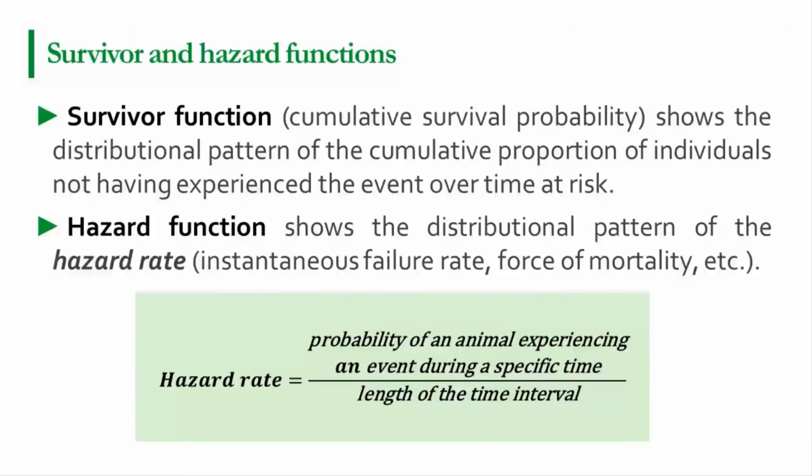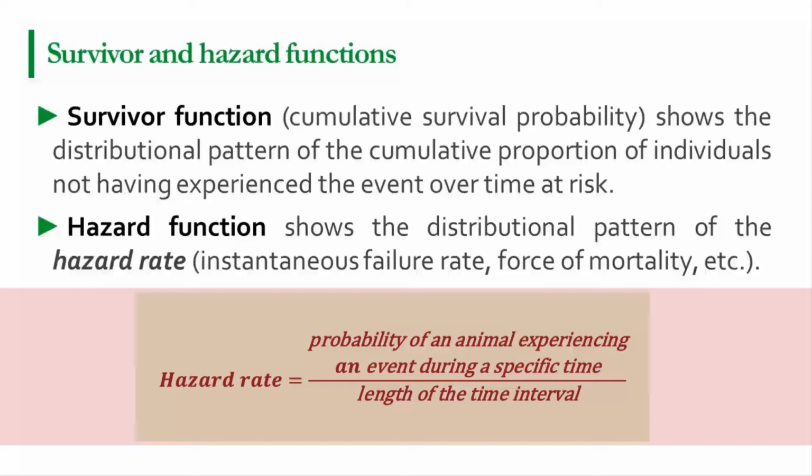While the hazard function shows the distribution patterns of the hazard rate, which is also considered the force of mortality. The hazard rate can be calculated as the probability of an animal experiencing an event during a specified time, divided by the length of time of the interval which we are studying. Let's say a month or a day or 6 months, depending on the interval we check to identify the event happening.